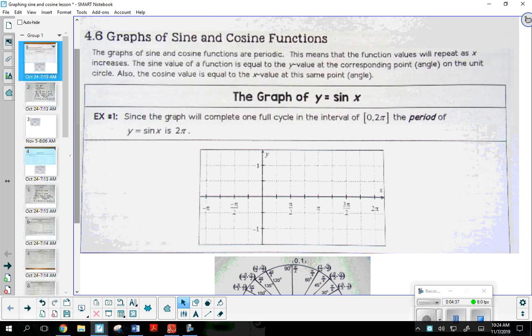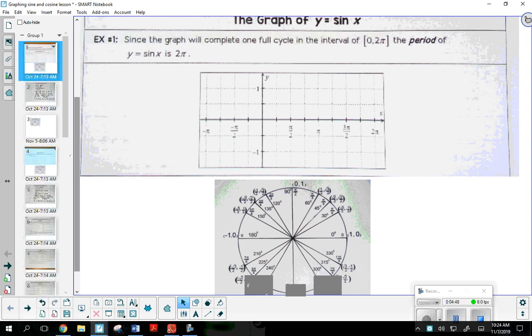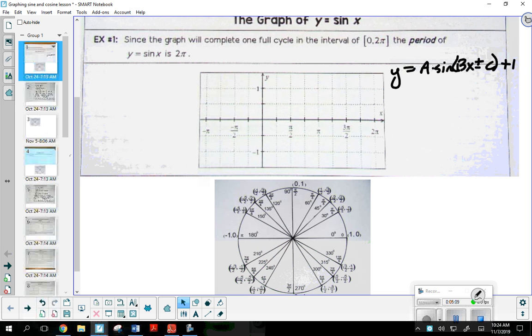So let's see what sine looks like. Since the graph will complete one full cycle on the interval from 0 to 2 pi, the period of sine is 2 pi. Now here's the thing, our ultimate goal, we're going to want to take the transformations that we looked at near the beginning of the school year and what you learned in Algebra 2, we want to apply those to the trig functions. So I'm talking about your dilations, your reflections, your shifts. Ultimately, we want to get to graphs like this: A times the sine of bx plus or minus c and then plus d.